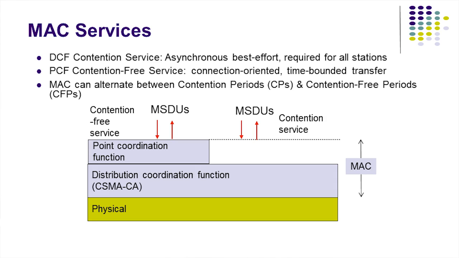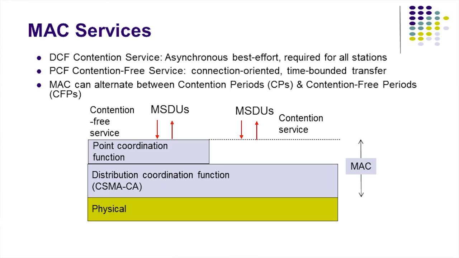The distributed coordination function is required for all stations, which provides support for asynchronous data transfer on a best effort basis. Under this function, the transmission medium operates in the contention mode exclusively, requiring all stations to contend for the channel for each packet transmitted.